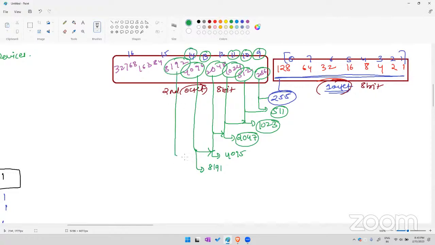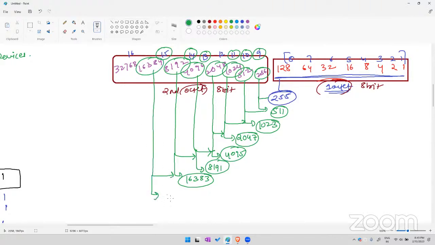If you plus this one, the 14th bit, so 14th bit says 8192 plus 8191, so that means 16383. Clear? Now this one's values are clear. Now, if we are using the 15th bit, 16384, so 16384 plus 16383, we are getting 32767.